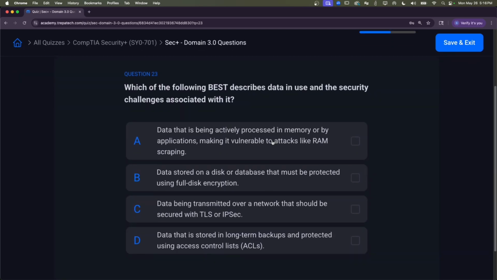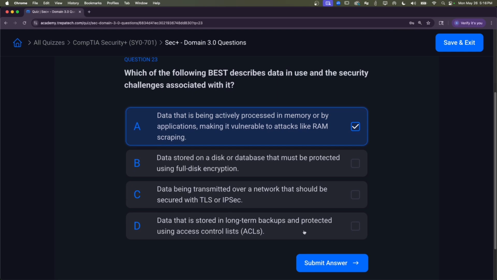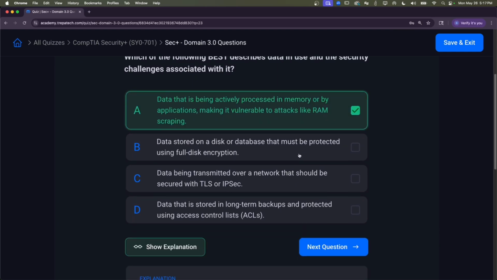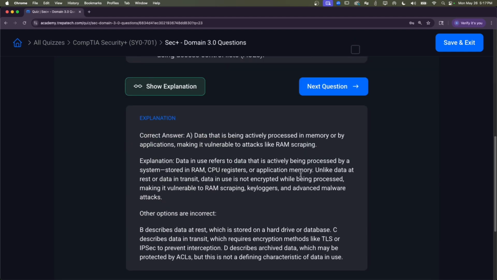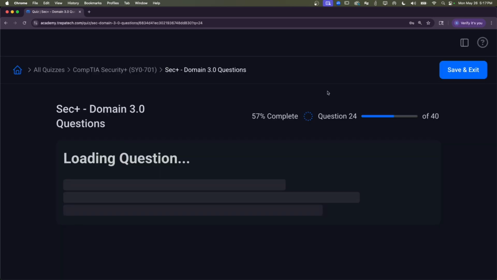Question 23. Which of the following best describes data in use and the security challenges associated with it? So this is going to be data being actively processed by our RAM, our compute resources. It's not going to be stored or transmitted. So we're going to go with A here, kind of an easy one. But it's vulnerable to attacks like RAM scraping and other data in use attacks, right? Keyloggers, advanced malware that's not file-based, installing files on your C drive or your operating system. Pause the video if you'd like to read the explanation.